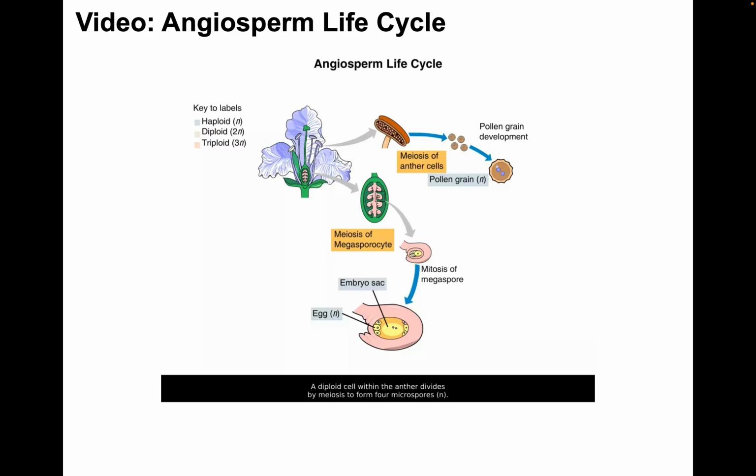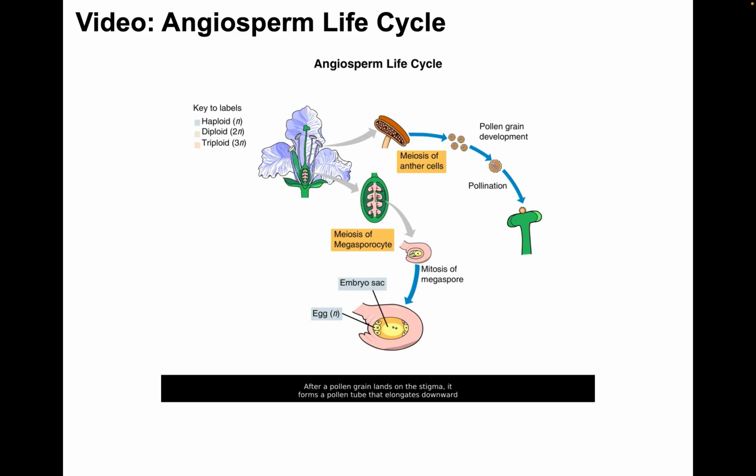A diploid cell within the anther divides by meiosis to form 4 microspores, N. Each microspore, N, divides once by mitosis to form 2 cells. A tough wall is formed around the outside, creating a pollen grain, which contains a male gametophyte. Pollen grains are transferred by wind, water, or an animal to a sticky stigma in a flower of the same plant or another individual of the same species.